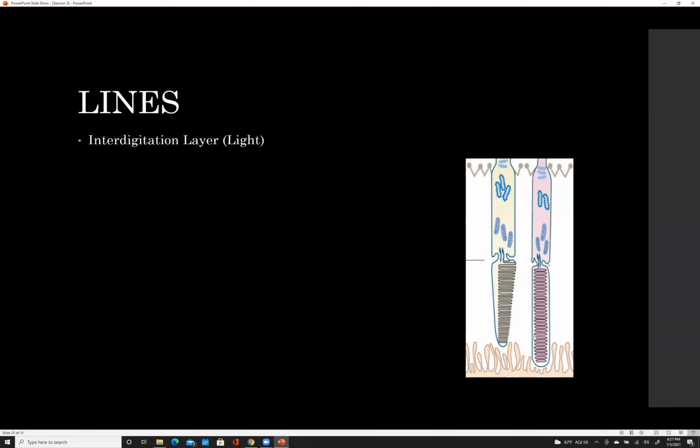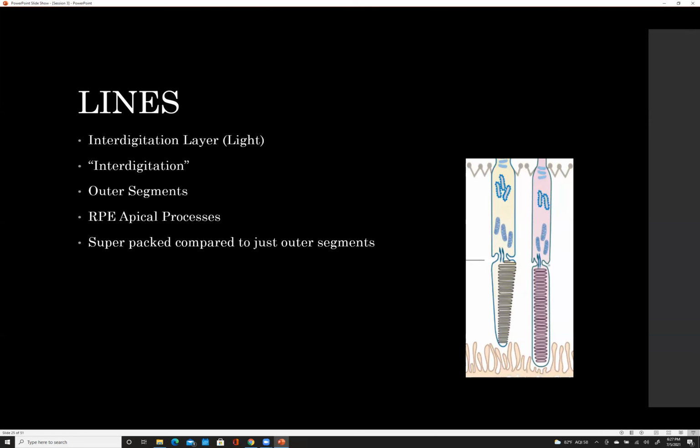And so if they're going to be like that, you're basically going to get interdigitation of the outer segments and through the apical processes. So they're super packed, especially as compared to this one, where you've got two reasons for it to be dark. That's why you get a pretty big light line: you get this interdigitation effect, and thus a tighter packing of the actual structures. Does that make sense? Yeah, totally.